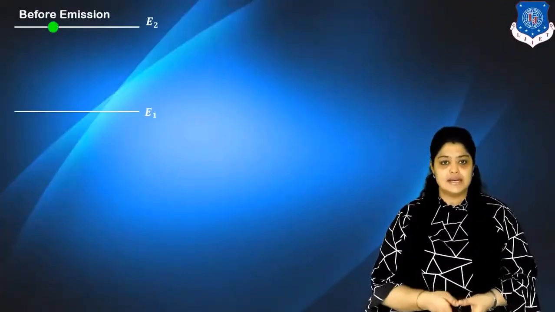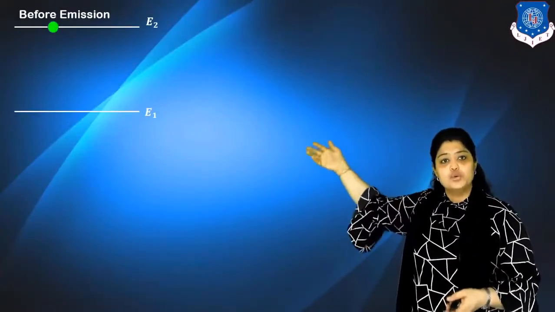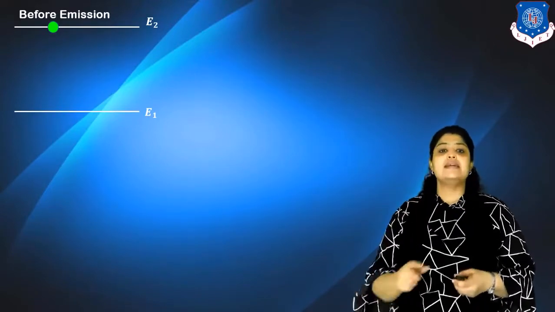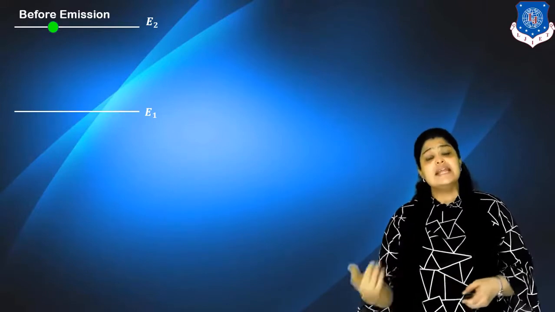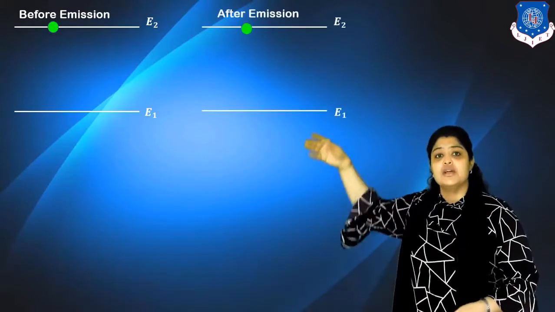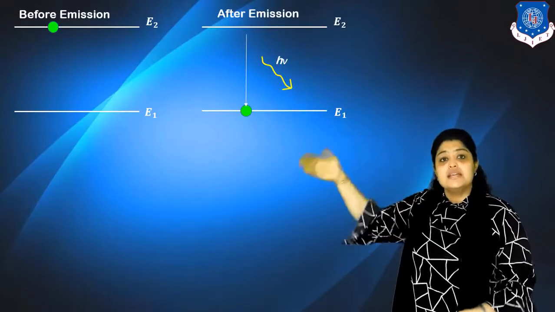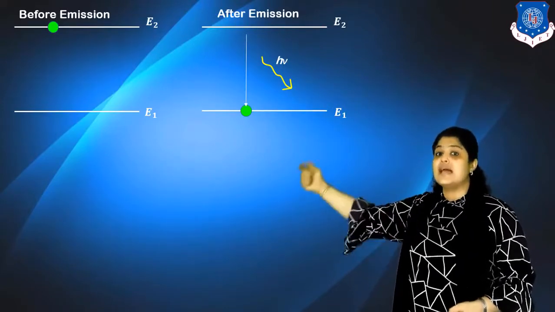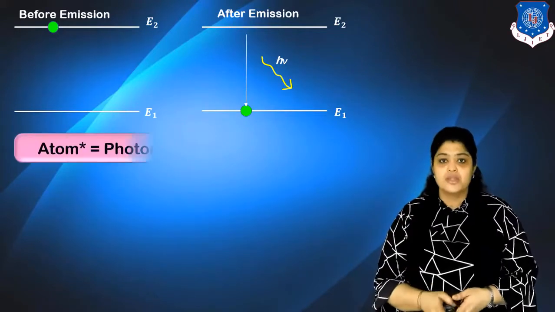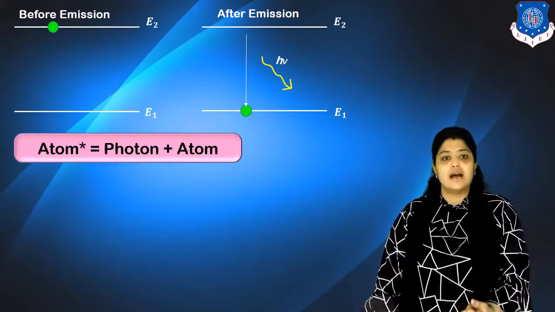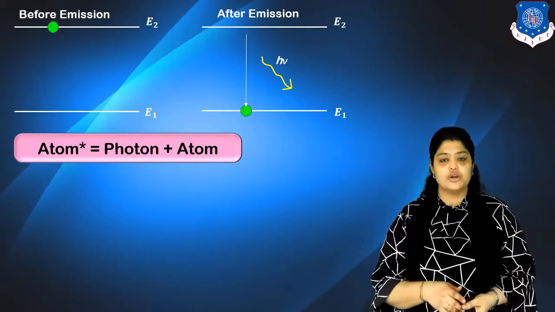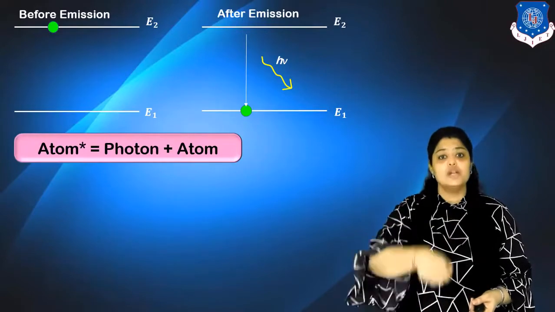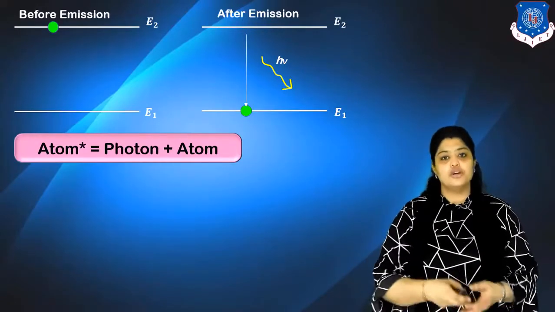Let's see the process in detail. So again we have two different energy levels, E2 and E1, and the atom is in the excited state or the higher energy state. Let's see what happens after emission. So what happens to this atom? This atom will move down. It has come to the lower energy level after emission and in turn it has released a photon. So I can say atom star equals atom plus a photon. What does that mean? The excited atom is now coming to the lower energy state releasing a photon.